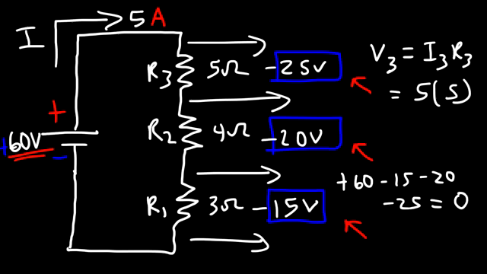Because the energy that flows into a circuit must equal the energy that comes out of the circuit. Thus, Kirchhoff's voltage law. It always applies whenever you have a closed loop. So the sum of all the voltages in a closed loop will always add up to 0.